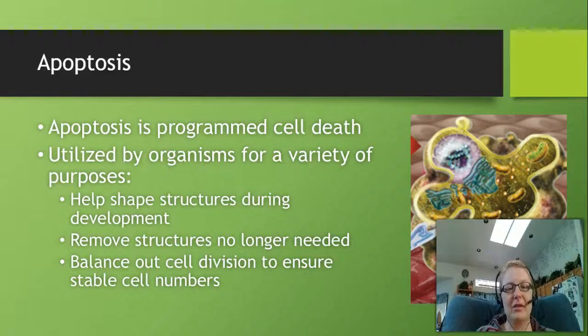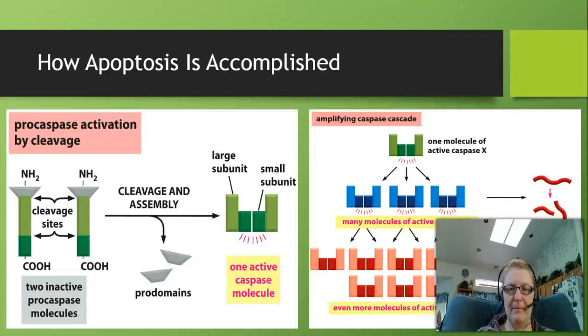And then the last one, the one that occurs every day in you and me, is balancing out cell division to ensure that we have stable numbers. As your skin cells are dividing in your lower skin layers, the top ones are dying so that they can be replaced. And so it's a constant balance process.